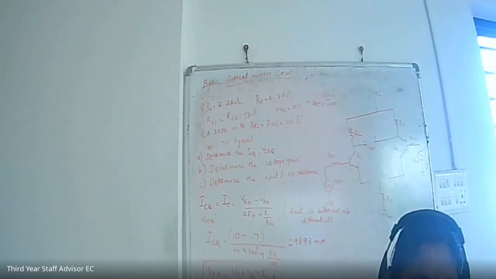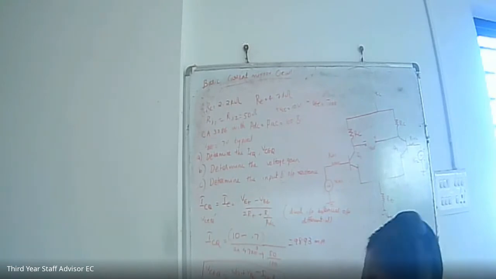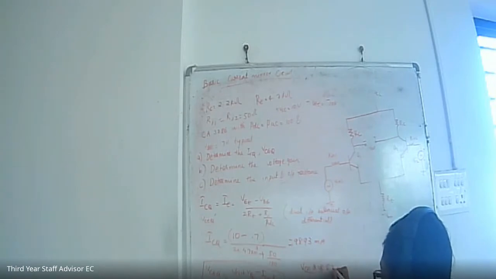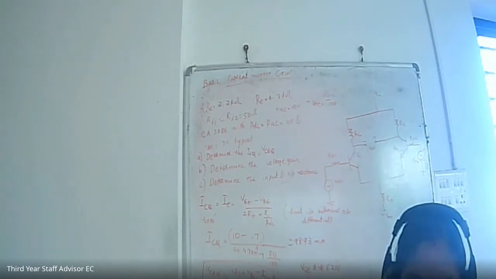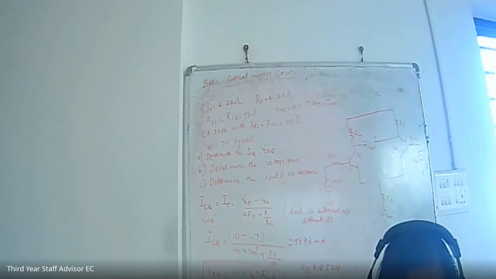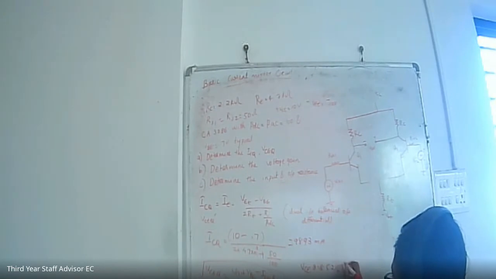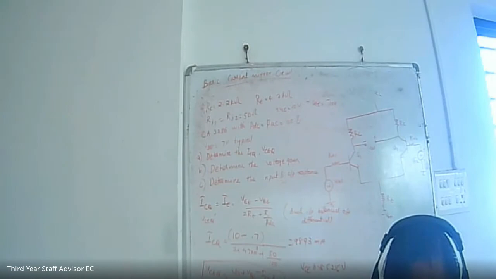Okay. So you will get the answer as 8.523. So VCEQ is equal to 8.523 volt. Okay, this is VCEQ. Next, what is your question? Determine the voltage gain. Okay, determine the voltage gain.